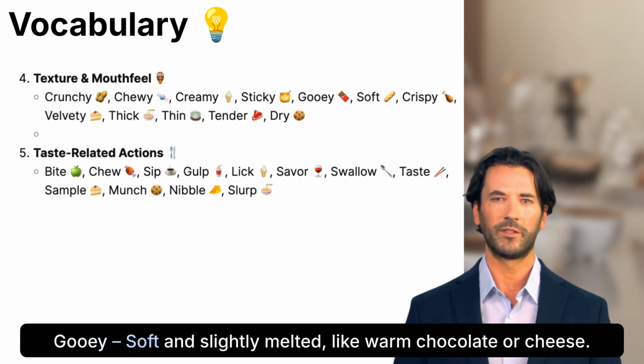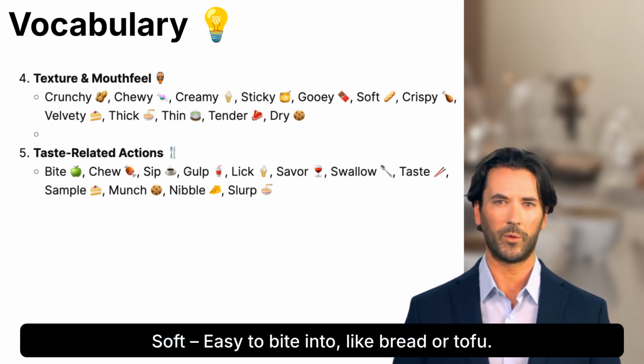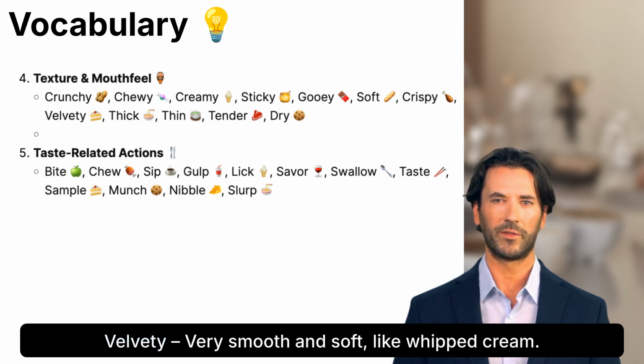Gooey, soft and slightly melted, like warm chocolate or cheese. Soft, easy to bite into, like bread or tofu. Crispy, light and crunchy on the outside, like fried foods. Velvety, very smooth and soft, like whipped cream.